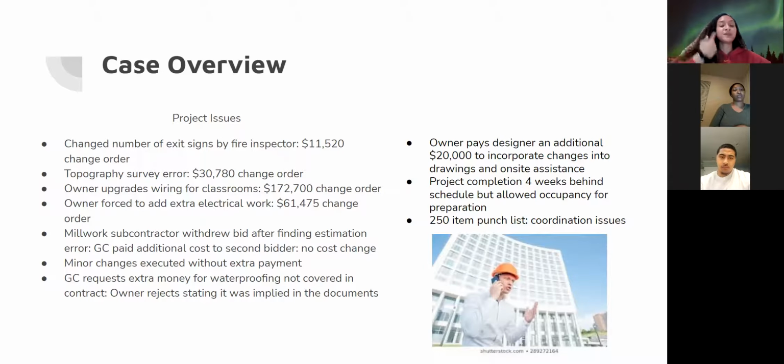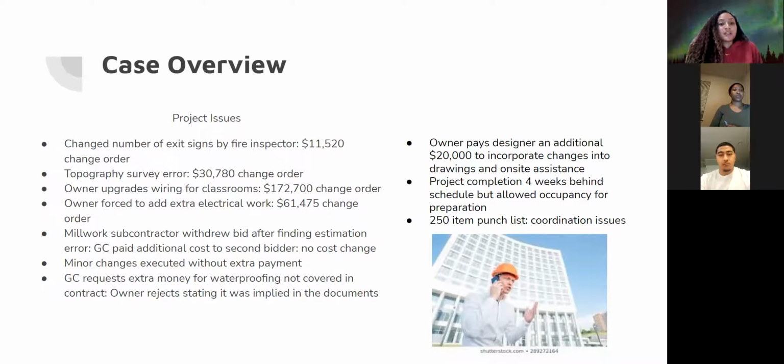There were a few project issues that came about. They had to change the number of exits because of the fire inspector who requested the change. There was a topography survey error, which also needed a change order. There were upgrades in wiring for the classrooms that the owner decided to do, which also had a change order. And there was also extra electrical work.